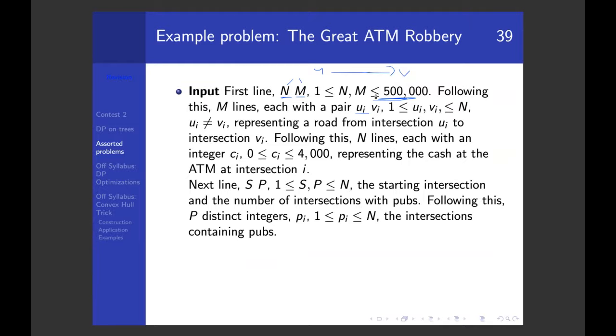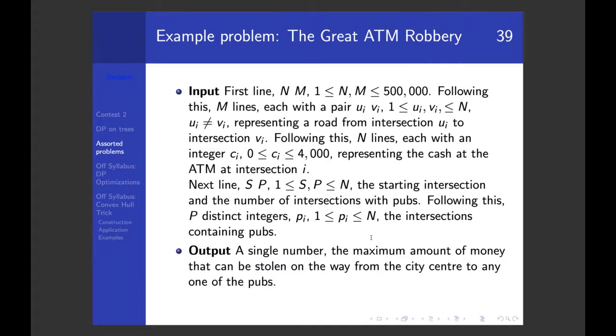Then given n lines, each one is a non-negative integer c_i up to 4,000, representing the cash that is at an ATM. Then given S, that is the starting intersection, and P, the number of pubs, and you're just given where all the pubs are. And the output is just a number.